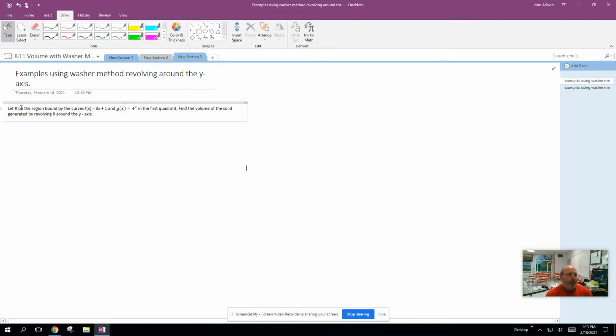So here we are. We're going to let R be the region bounded by the curves f of x equals 3x plus 1 and g of x equals 4 to the x in the first quadrant. We're going to find the volume of the solid generated by revolving R around the y axis.